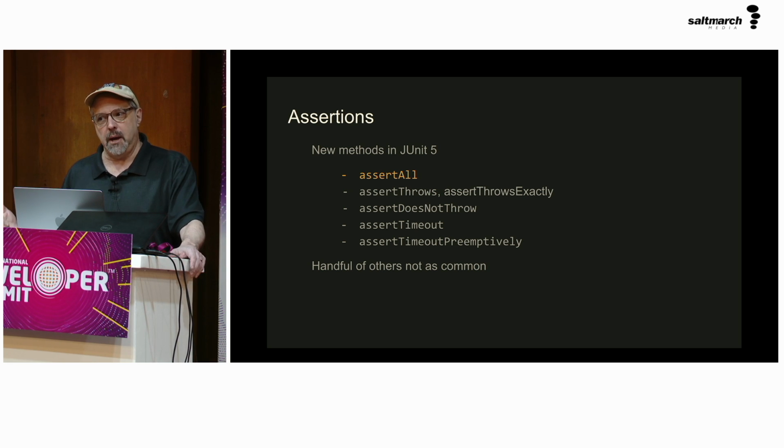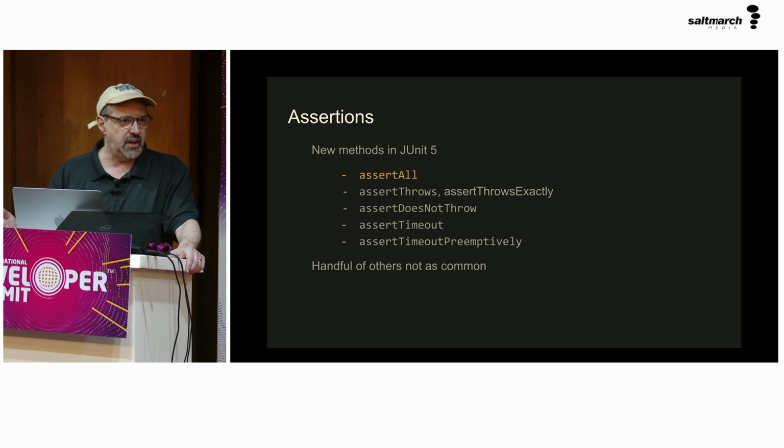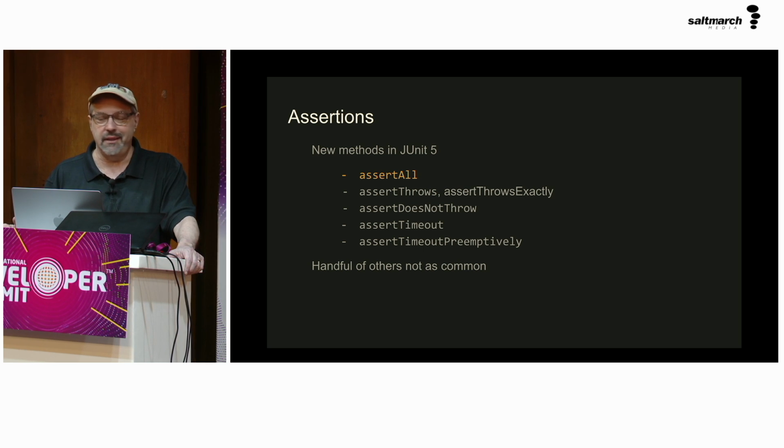So an assert timeout preemptively says, look, I'll give it 2 seconds. But if it hadn't responded then, it's not responding. You know, something like that, and I don't want it to have to wait for a network timeout.